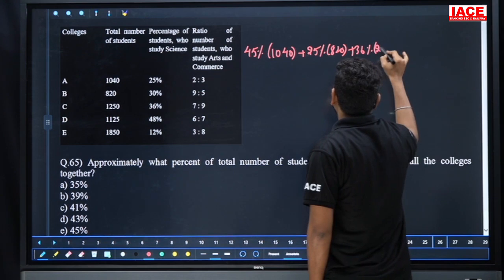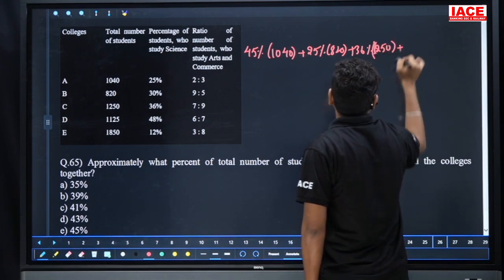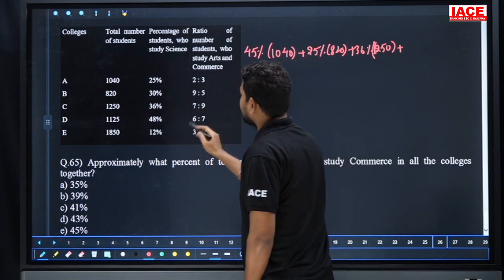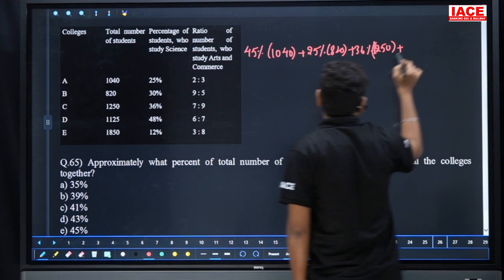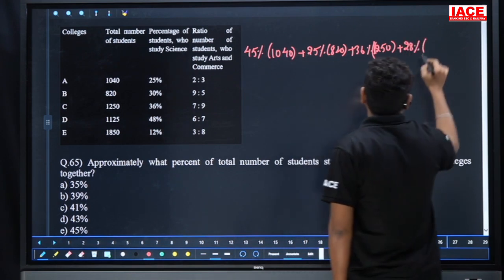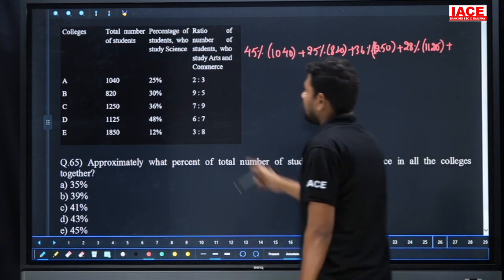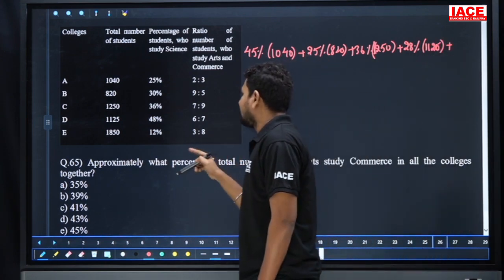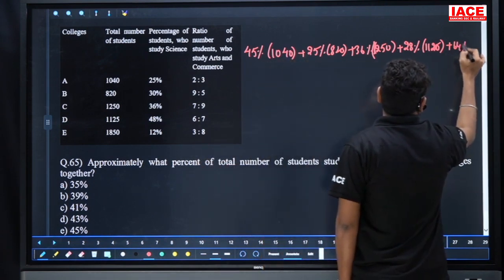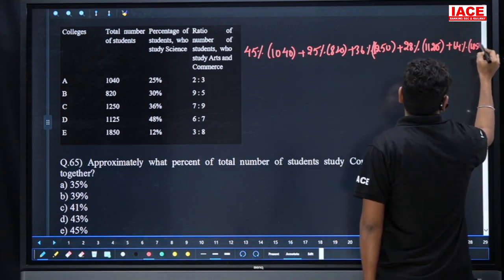1250, and plus next 6 plus 7, it is 15, 15 to 40, so 13 to 50, 4 times 4, 7 are 28, 28 percentage of 1125, plus here 8 plus 3 is 11, 11 to here 88, 8 times 8, 8 is 64, 64 percentage of 1850.